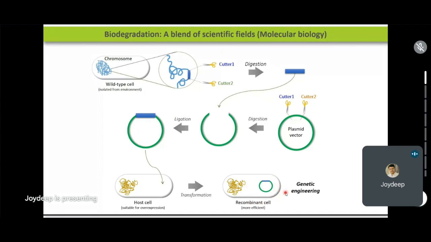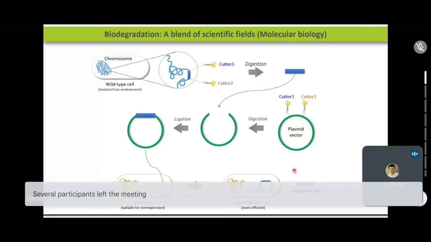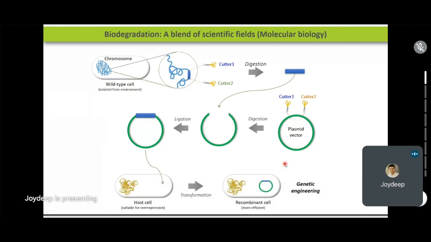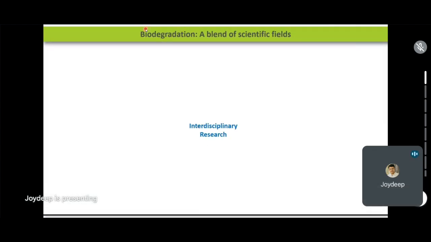And now we will try to manipulate this gene. We can try to get the crystal structure of this protein. We can overexpress it, and then try to perform remediation studies. And so many things can be done once we have this recombinant cell with us, or the recombinant gene with us. So now biodegradation is basically a blend of scientific fields.